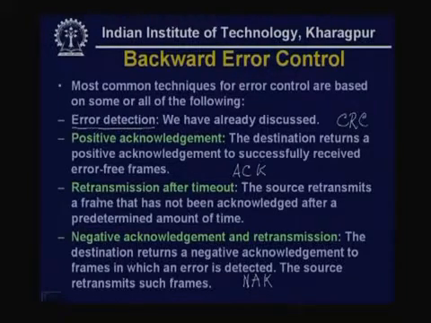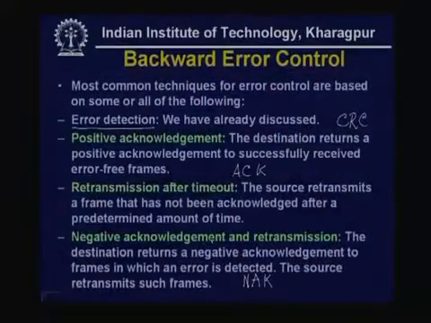Apart from that, there will be necessity for retransmission after timeout. The source retransmits a frame that has not been acknowledged after a predetermined amount of time. What can happen? That happens in case of damaged frames. A frame is damaged to a certain extent, it is not recognizable, so that the receiver assumes that no frame has come. In such a case, the sender will use some kind of timeout mechanism for retransmission. So, these are the basic techniques or components used for backward error control.